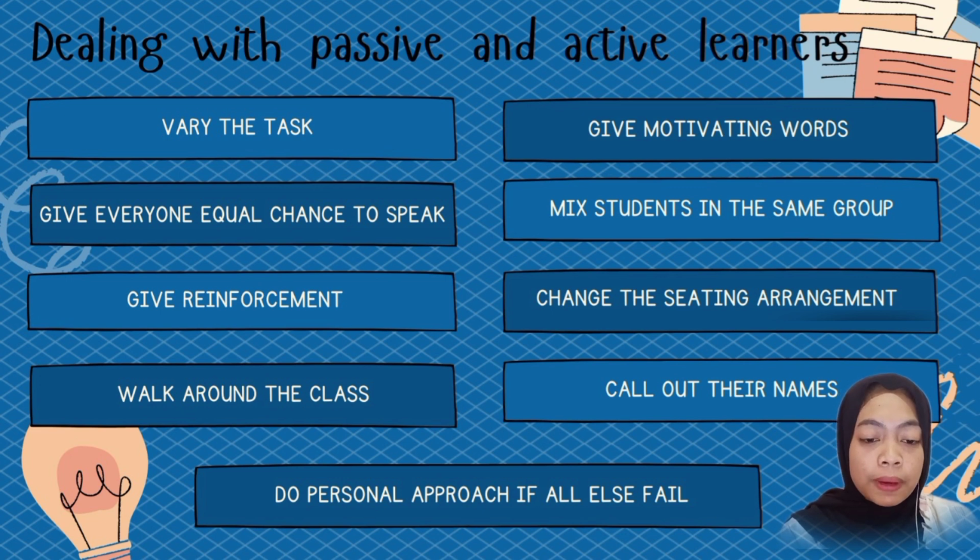The next is mix passive and active students in the same group, but we as teachers have to make sure everyone does their job. The next is change the seating arrangement. So sometimes some students are passive because they think you don't pay attention to them. The next is call out their names and then give motivating words. After a passive student answers a question, you can say, wow, that was a great idea. So the last way of dealing with passive and active learners is do a personal approach if all else fails. So talk to the passive student personally outside class.